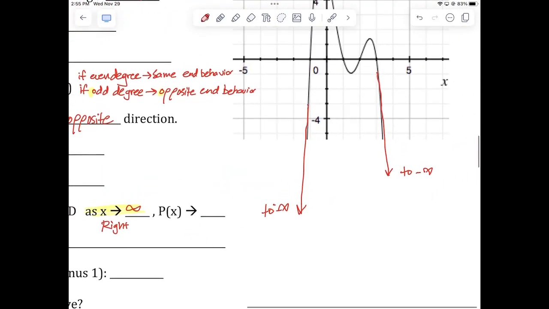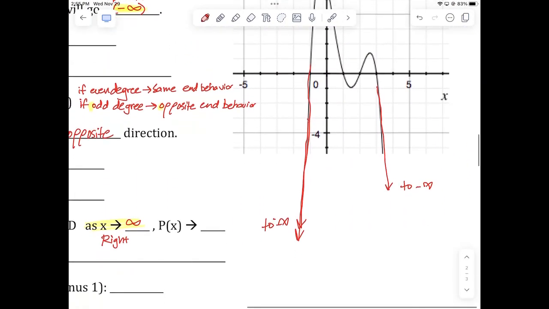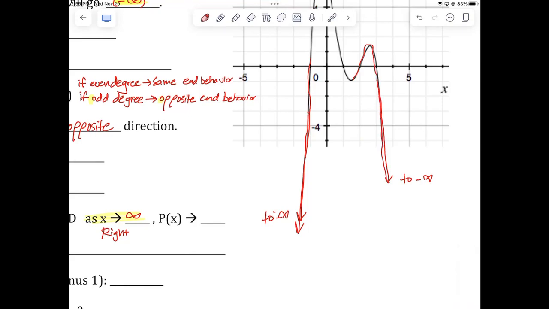What's your left end behavior? Hop on the graph, head out to the left. We're going down, down, down, down, down to negative infinity. What's the right end behavior? Hop on the graph, go out to the right. Where are we going? We're going down, down, down, down, down to negative infinity. It's boring.